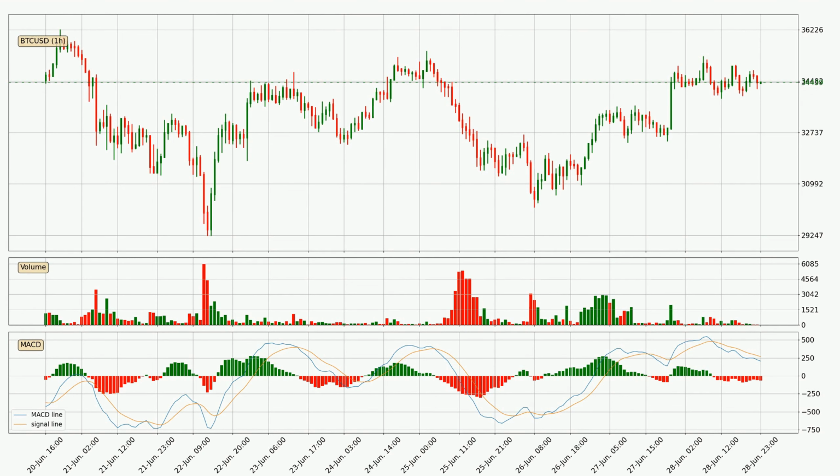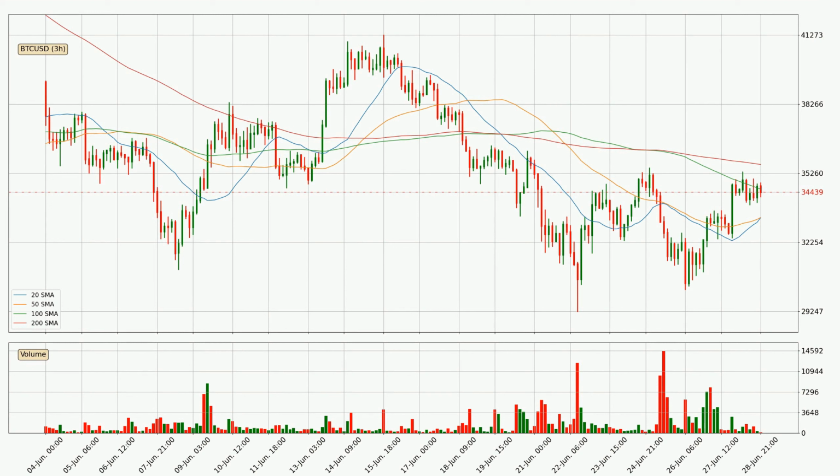Moving to the 3-hourly simple moving averages, the price broke the 50 SMA to the upside, but it's not a very strong signal as the volume hasn't been very high. At the moment, the price is between the 50 and the 200 SMA.